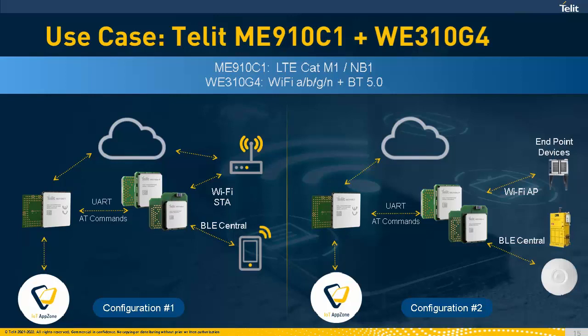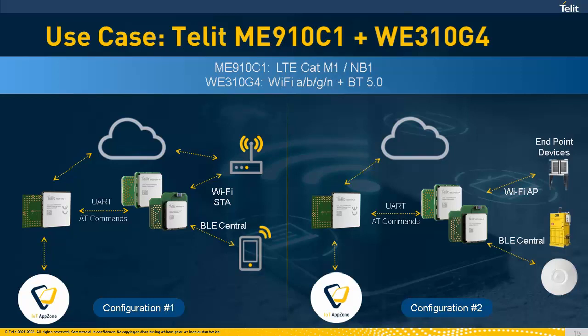I would like to finish my presentation with two examples of products that Telit can offer that are basically bundles of our modules that offer different kinds of technology. The first one is composed by the ME910C1, that is an LTE Cat M1 narrowband module, in a bundle with the EE310G4, that is our latest Wi-Fi ABGN plus Bluetooth 5 module. Here I've shown two different configurations.